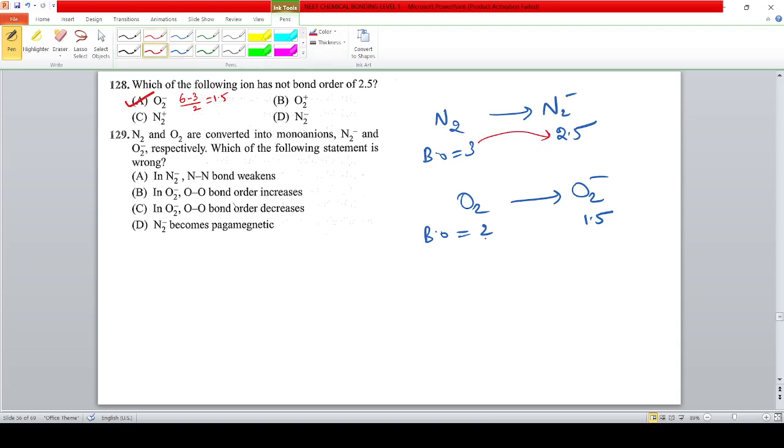Bond order decreases, so the bond weakens here. Correct. O2 minus bond order decreases. This is correct. N2 minus is paramagnetic. Yeah, there is an unpaired electron, paramagnetic. So this is incorrect. So the incorrect statement is option B. 129 is option B.